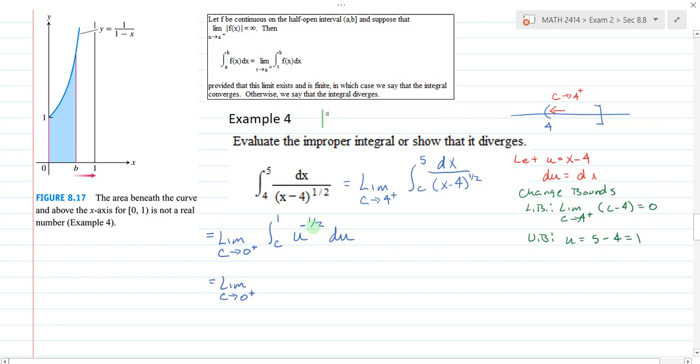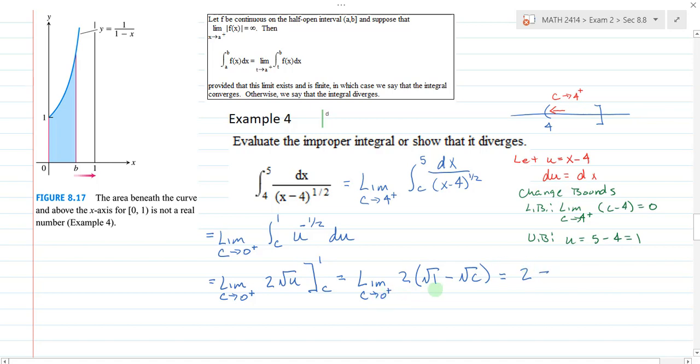What do I get when I integrate u to the negative 1/2? I'm going to add 1 to the exponent. That makes it a positive 1/2. And when you divide by 1/2, you get 2. And then that's going to be u to the 1/2, which is just the square root of u, evaluated from c to 1. So when we apply the fundamental theorem of calculus and plug in our bounds, I get the limit as c approaches 0 from the right-hand side of 2 times the square root of 1 minus the square root of c.